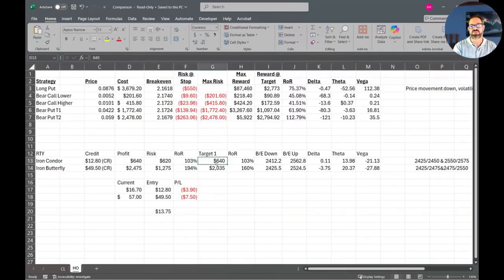And if we move to the first target, my return on risk, or rate of return, on that was 103%, because I was still going to be getting the full maximum profit on the Iron Condor. The Butterfly wasn't going to earn as much, though. It was only going to get a 160% rate of return, because we're not expecting it to be right at the strike where it expires, or when it expires.